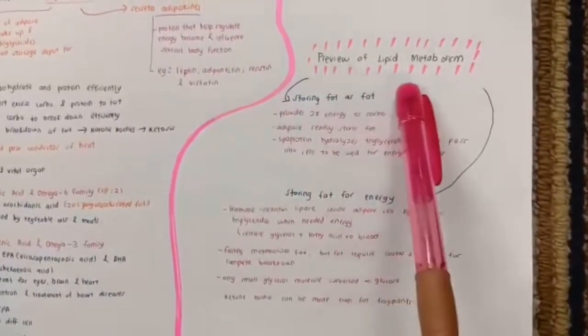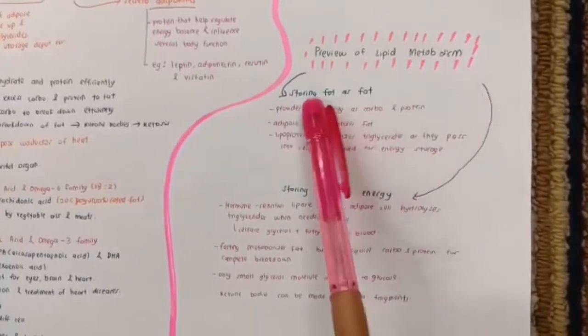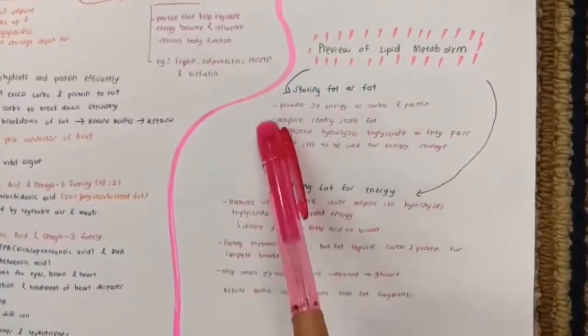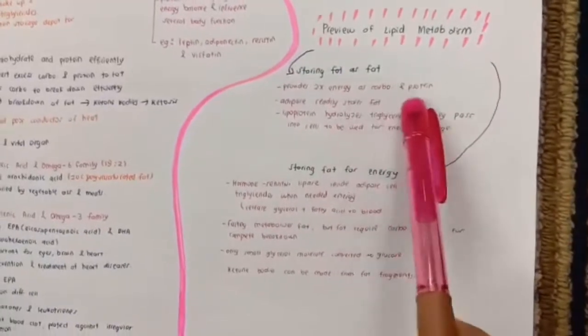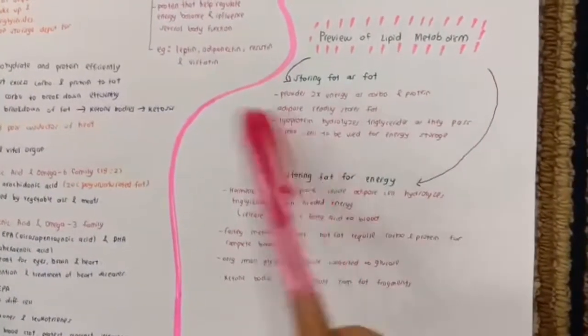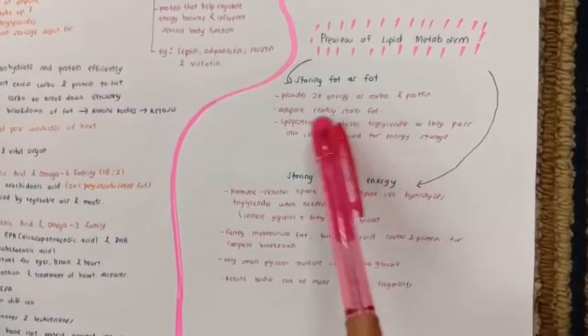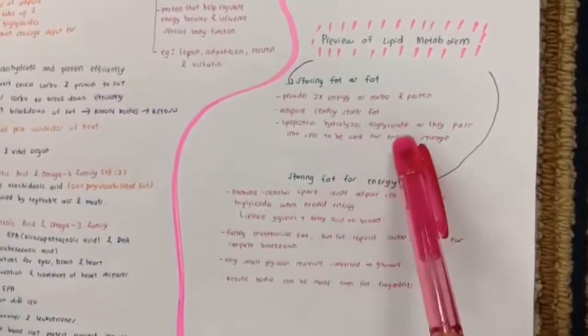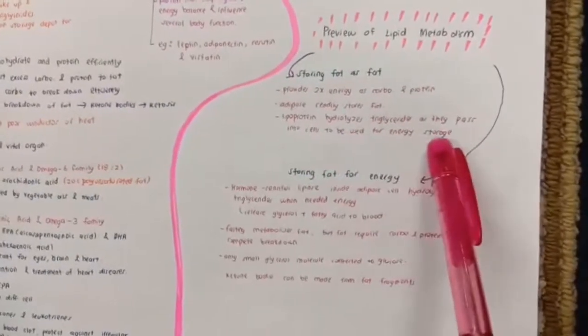Lastly is a preview of lipid metabolism. First, storing fat as fat. Fat provides 2 times the energy of carbohydrate and protein. Adipose tissue readily stores fat. Lipoprotein lipase will hydrolyze triglyceride as they pass into cells to be used for energy or storage.